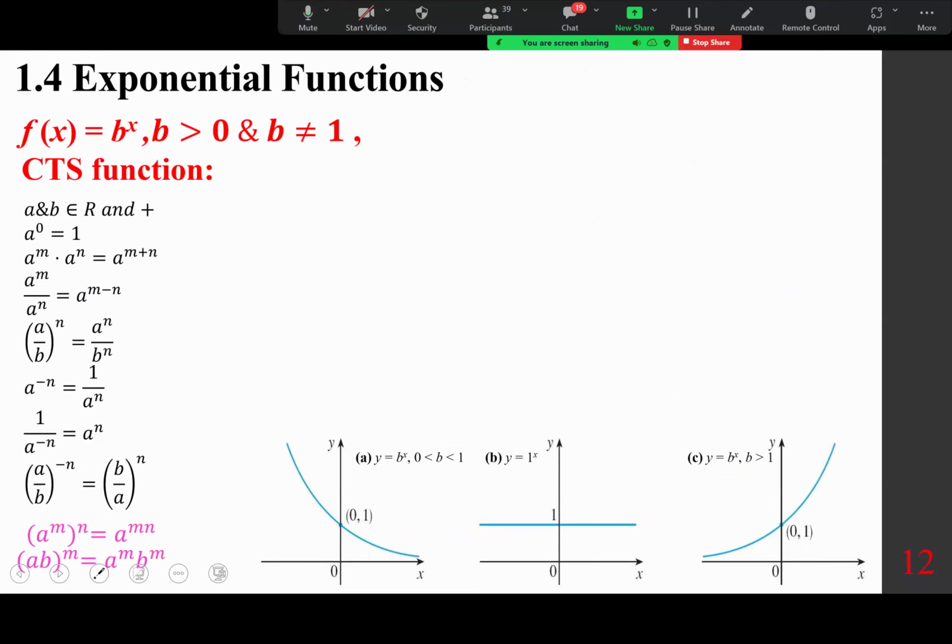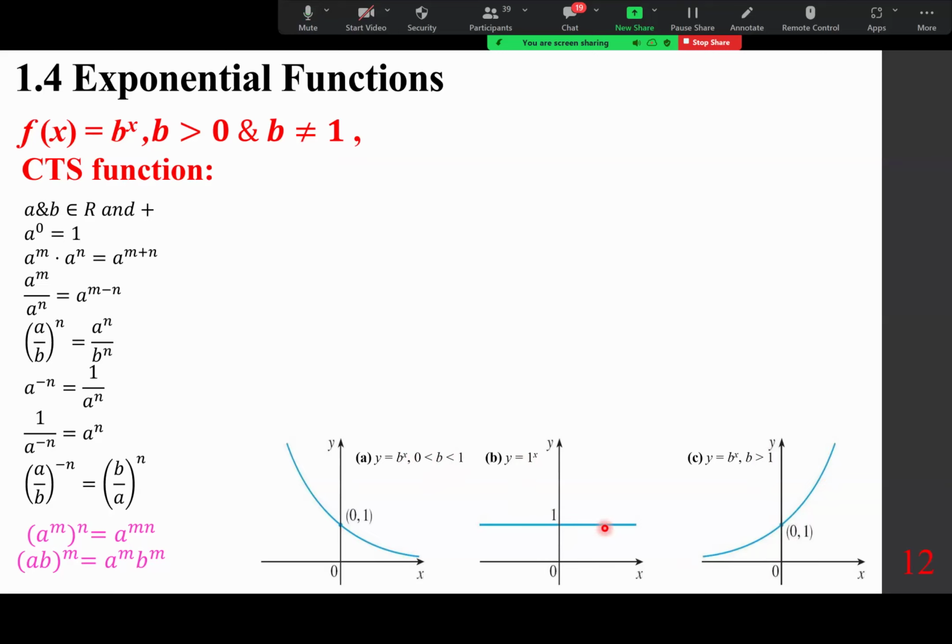Exponential functions. y or f of x is b to the power of x. b must be positive and b can't be 1. It's a continuous function. When b is between 0 and 1, we have an exponential decay. When we have b larger than 1, we have an exponential growth. And when we have b equals 1, it is not an exponential function.